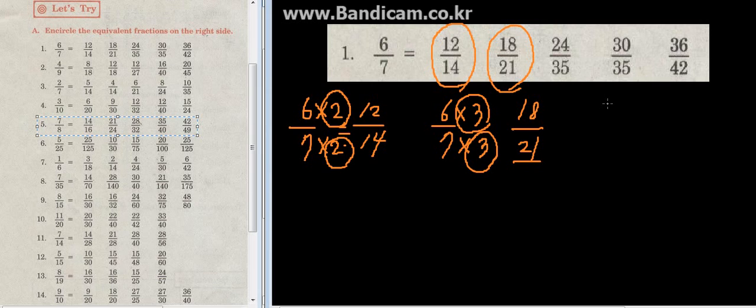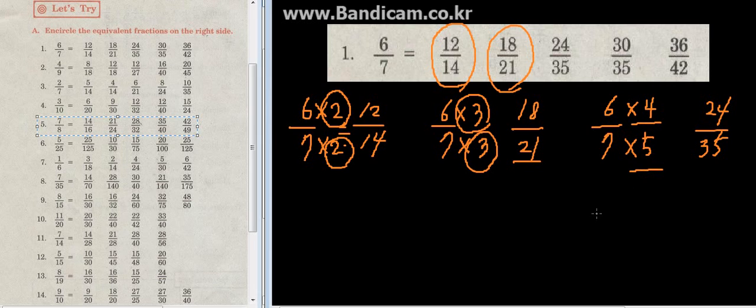Let's try to solve the next one. We have to multiply 4 by 6 to make 24. And we have to multiply 7 by 5 to make 35. Did we do the same thing in these parts? No. The numbers we multiplied in both parts are different. So, this is not the equivalent fraction.